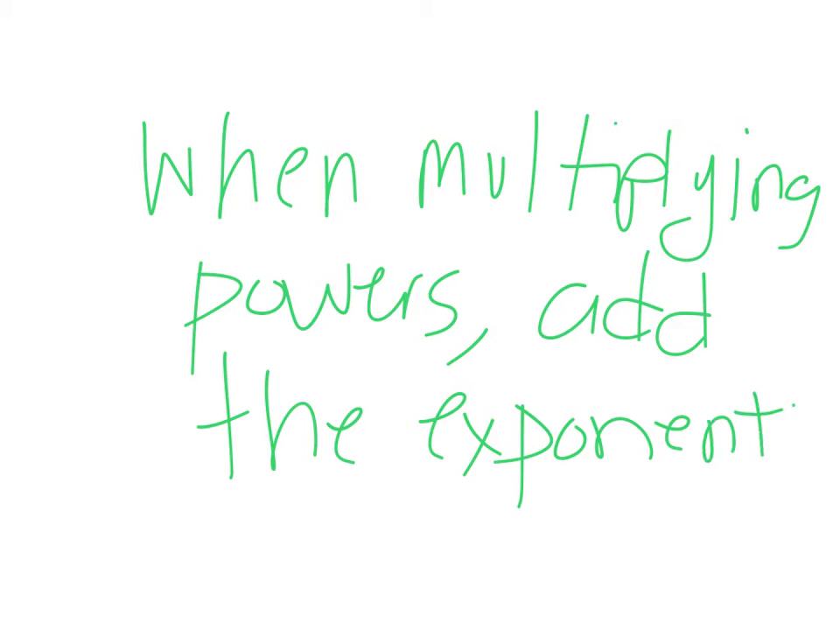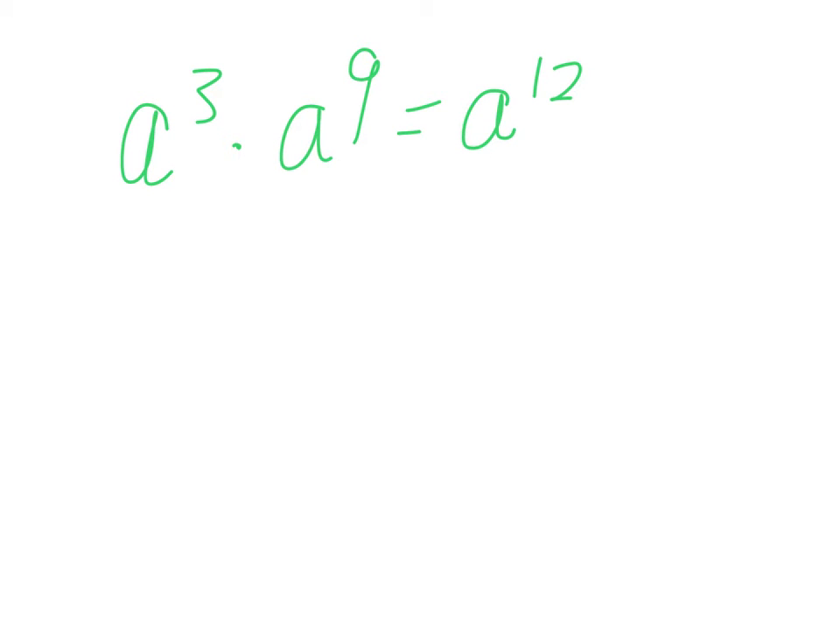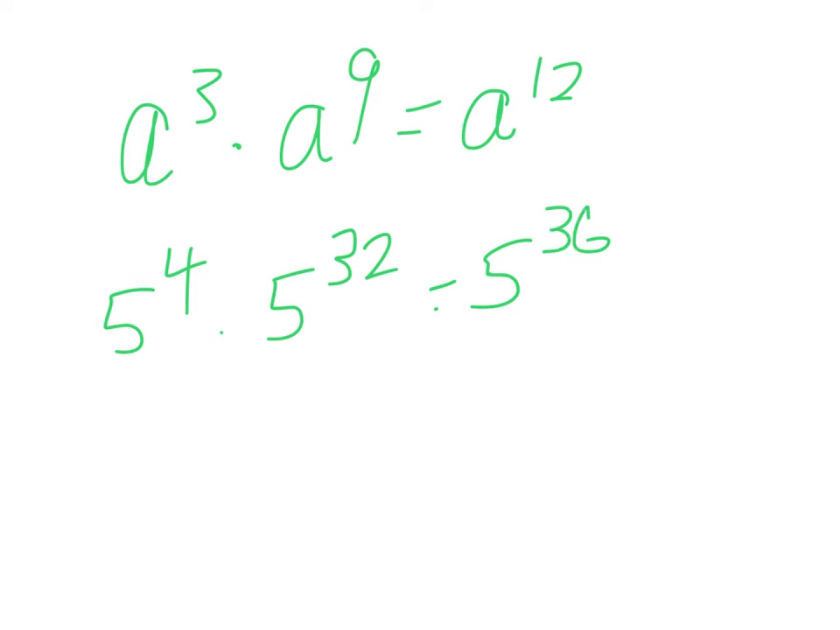Easy. So here are some more examples. A to the third times A to the ninth equals A to the 12th. 5 to the 4th times 5 to the 32nd is 5 to the 36th.